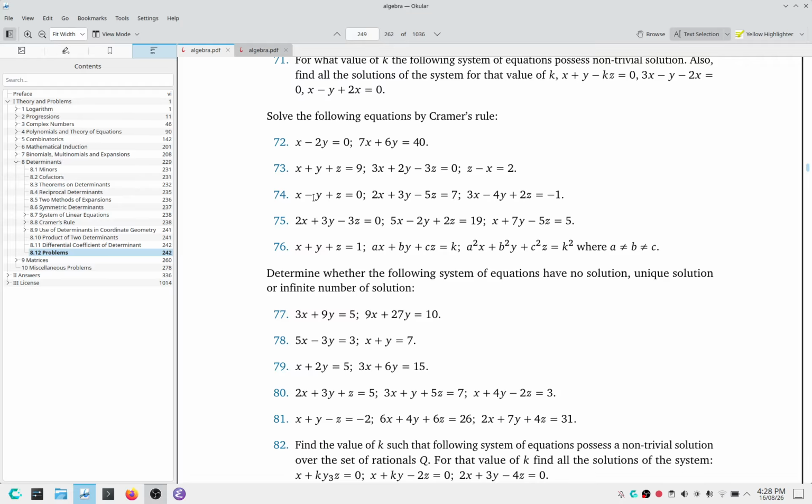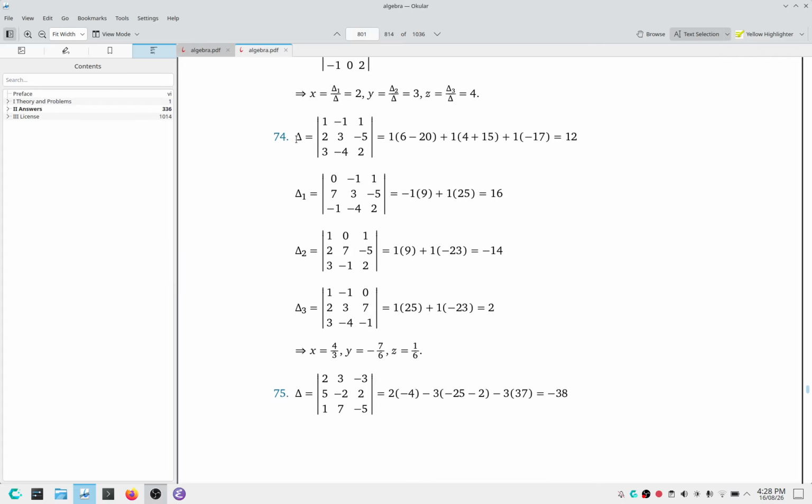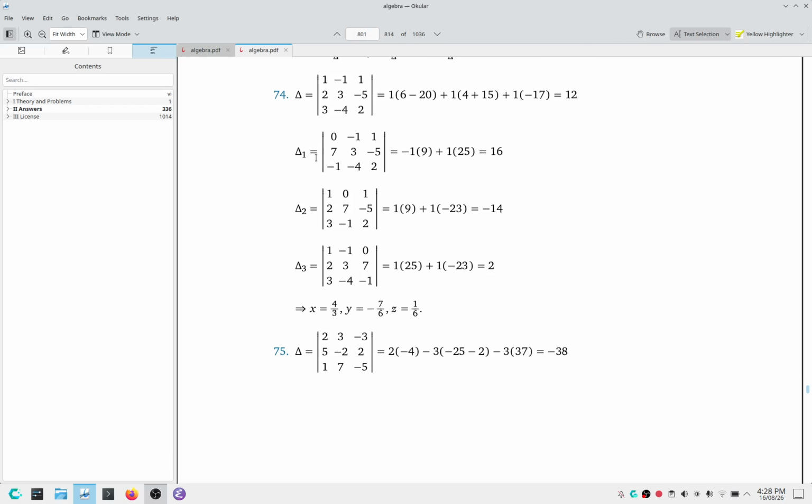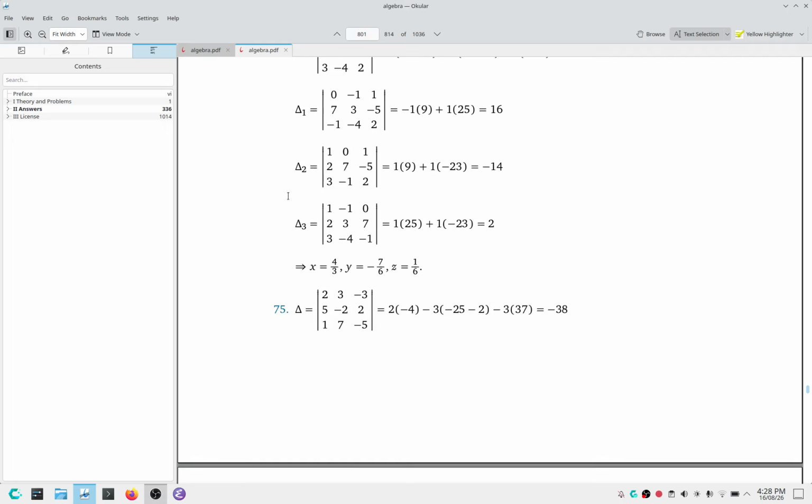Question 74, we will solve similarly. The equations are x minus y plus z is equal to 0, 2x plus 3y minus 5z is equal to 7, 3x minus 4y plus 2z is equal to minus 1. So first we have delta made up of the coefficients of x, y, and z, and we evaluate it to be 12. Then we replace the coefficients of x by the constants, and we have delta 1 is equal to 16.